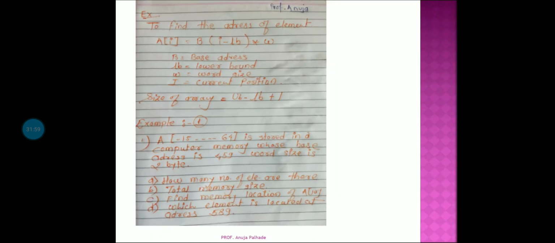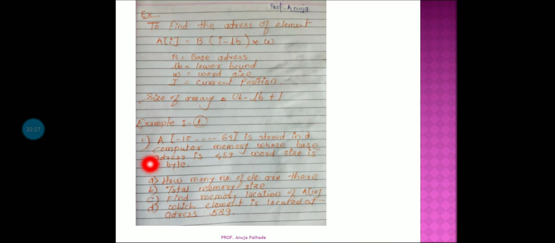Now this is another example. I just want to show you how to find the address of an element A of I. This is the formula for all of you, where B is the base address, L is the lower bound, W is the word per size, and I is the current position. The size of an array you can count as upper bound minus lower bound plus 1, and you can get the size of the array.